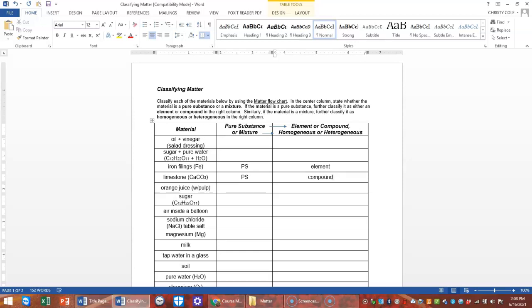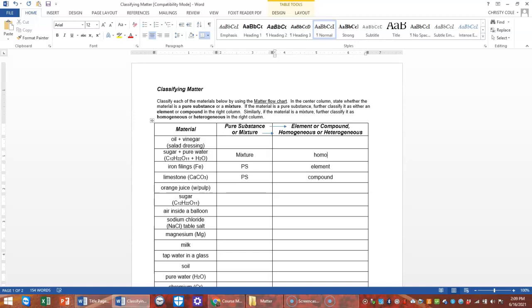All right, let's look at some mixtures. For example, look at sugar plus pure water. Both of these are compounds. We've got sugar and we've got water, compounds, but when we put them together, they become a mixture. Is that homogeneous or heterogeneous? Homogeneous means it looks the same throughout, versus heterogeneous, which is different throughout. So if I dissolve sugar and water like Kool-Aid, it's all going to look the same throughout. So that's called a homogeneous mixture.